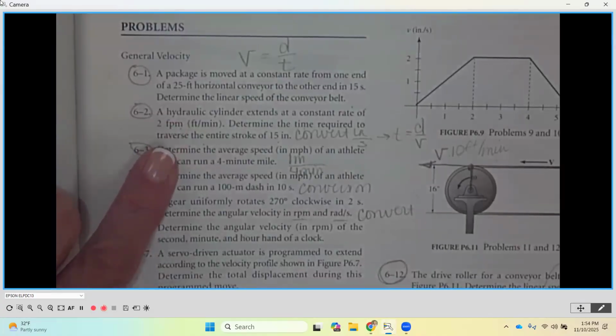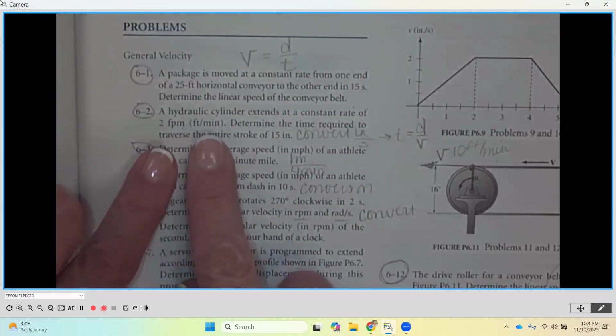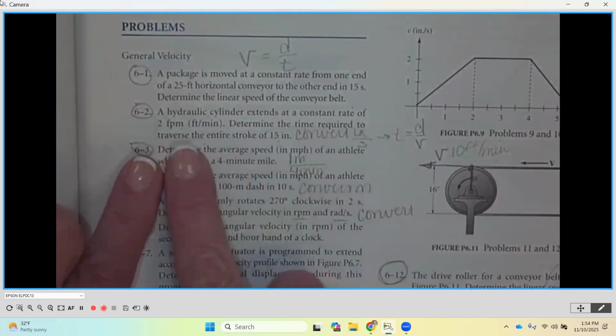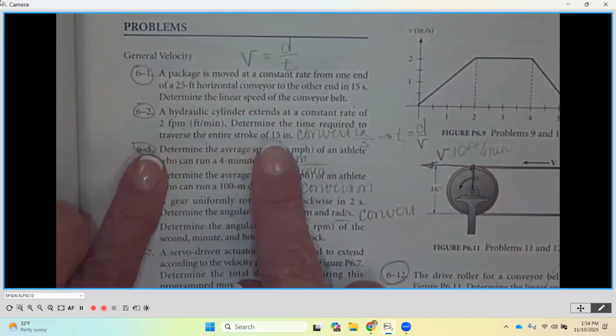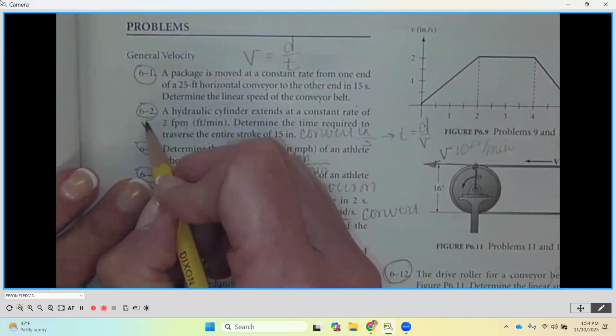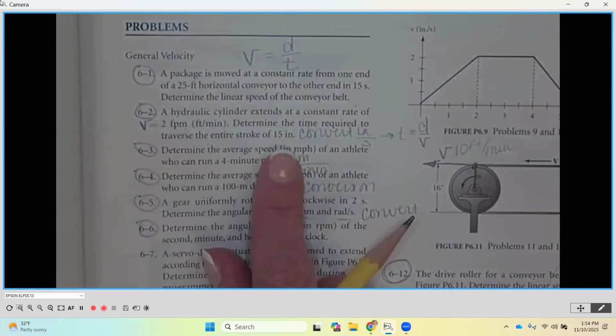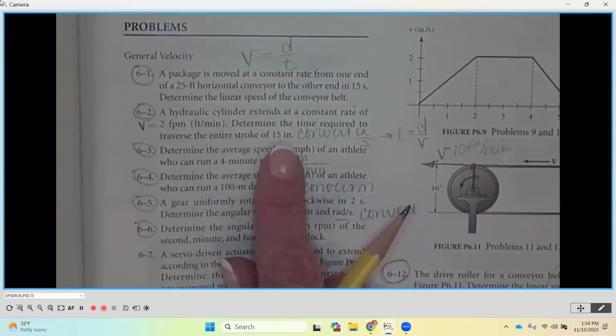The next one: a hydraulic cylinder extends at a constant rate of 2 feet per minute. Determine the time required to traverse the entire stroke of 15 inches. So first off, you're going to notice that it gives you the velocity of that cylinder, and it's giving it in feet per minute. But they're giving you the stroke. How long will it take to go 15 inches?